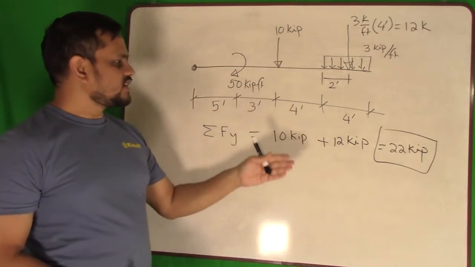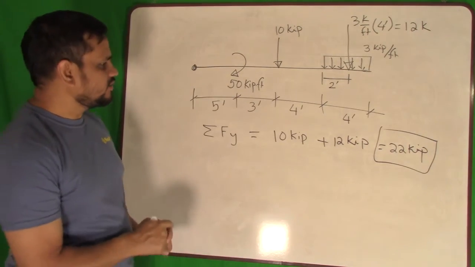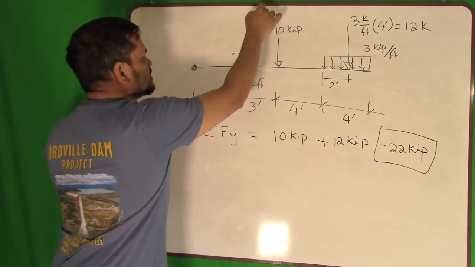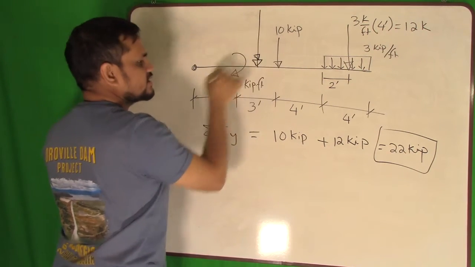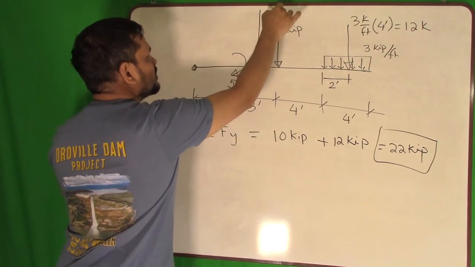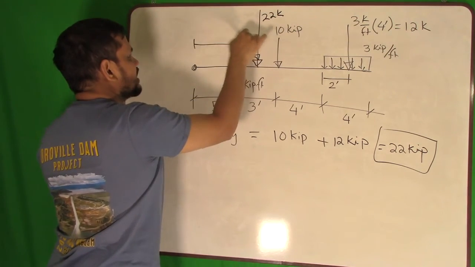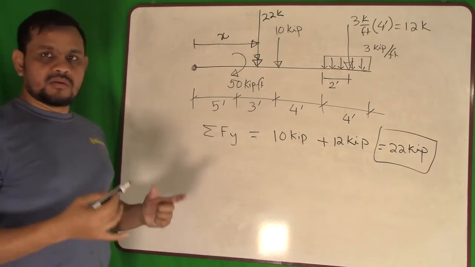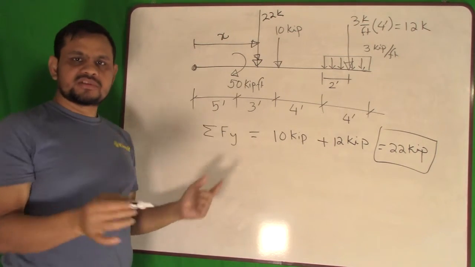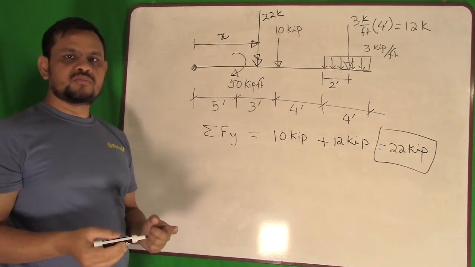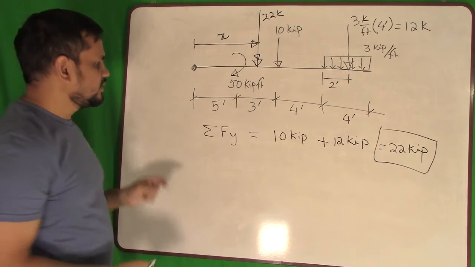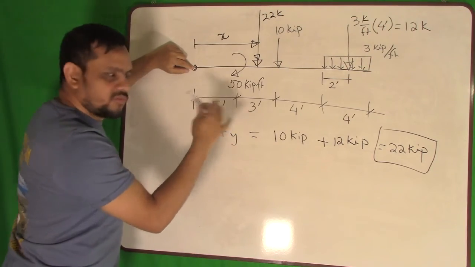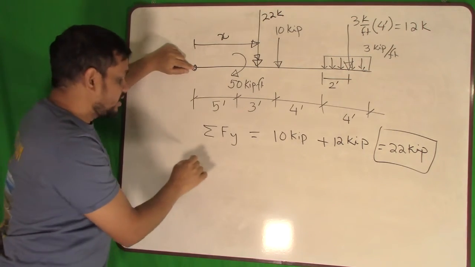Now where this resultant force is acting, I do not know. Let us assume it is acting somewhere here. That is my resultant force, 22 kip. Assume the distance is x. How to find it? The moment produced by all the forces is equal to the moment produced by the resultant. So now we are taking moment of all the forces.